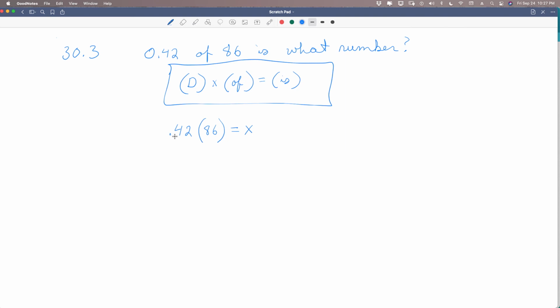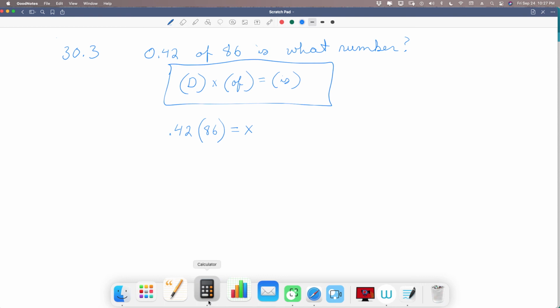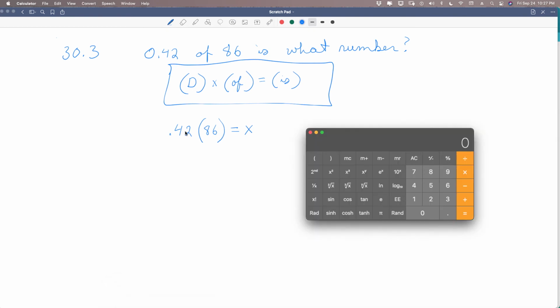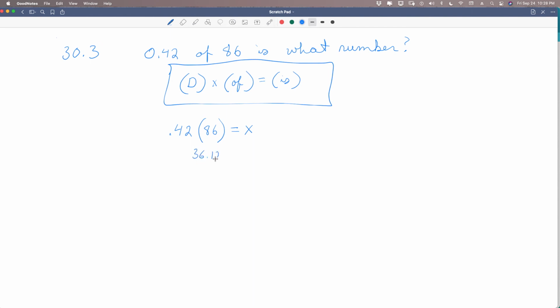So now what we're going to do is multiply 0.42 times 86, which is pretty self-explanatory. When you have a problem like this, you don't have to do the transition from a decimal to a whole number. Unless you really want to, it's not necessary. And in all those other problems, it wasn't necessary either, but it did help us to see the problem better. 0.42 times 86 is 36.12. So 36.12, or I should properly say 36 and 12/100ths equals x.